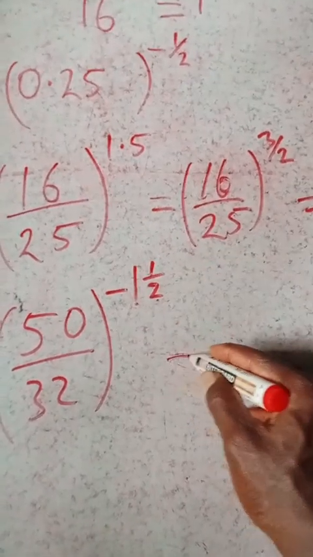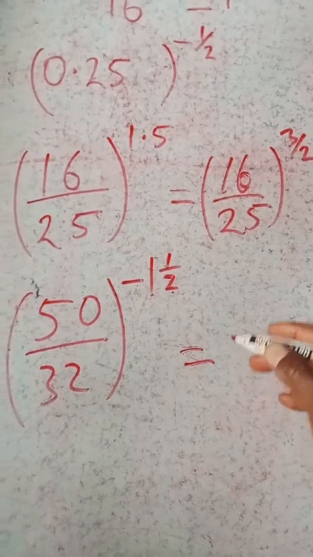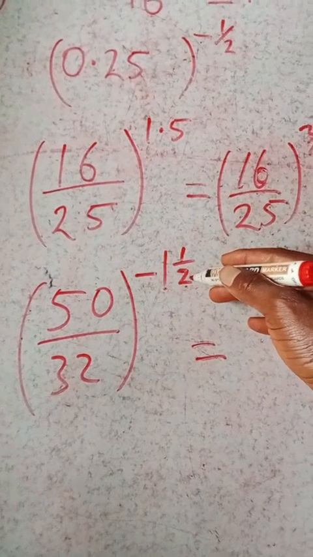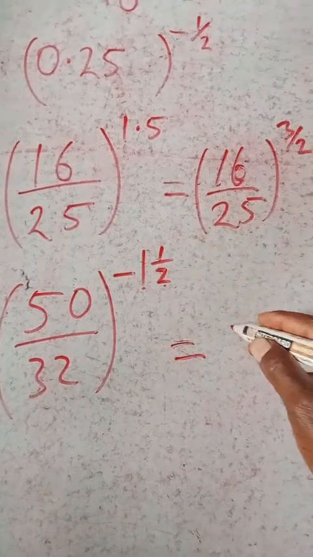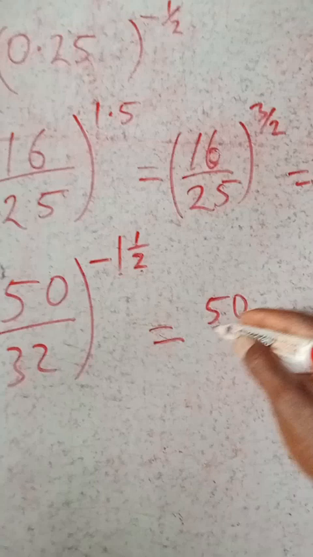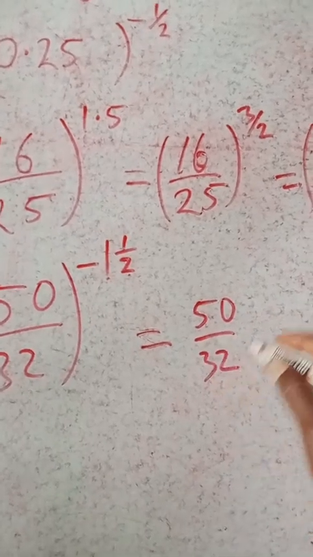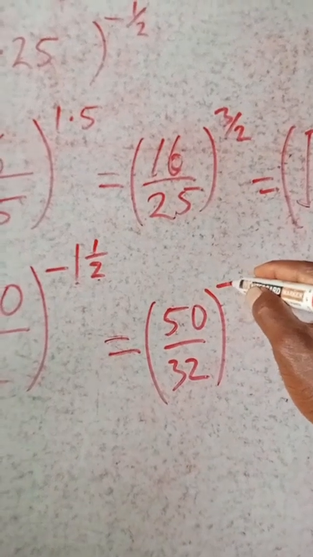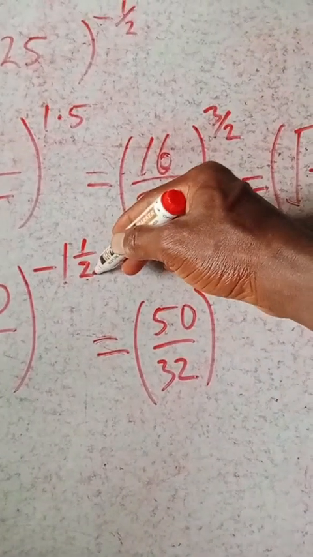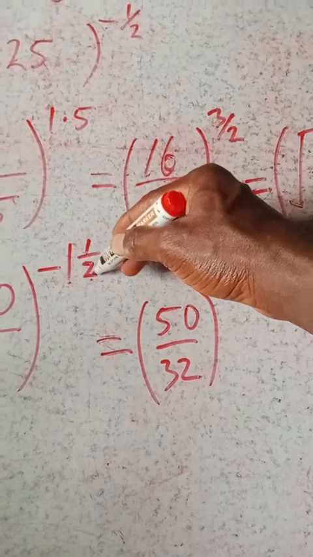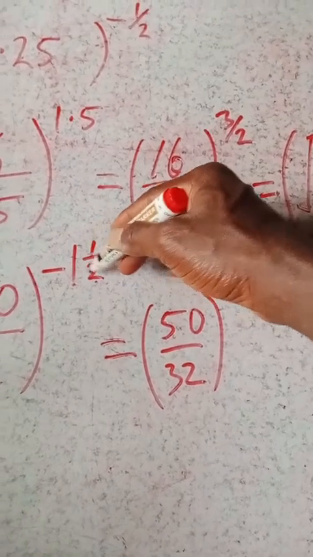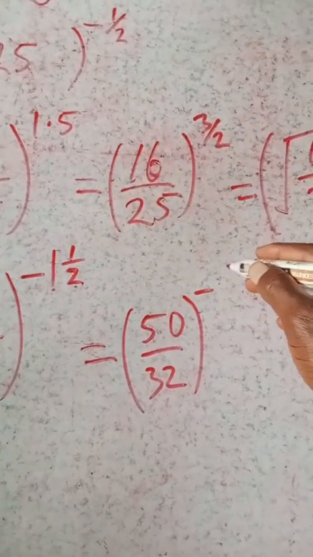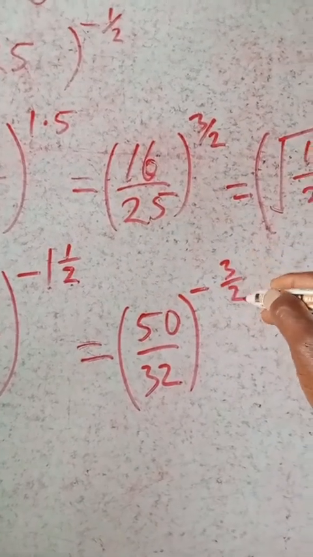So, the first thing you do is to convert this mixed fraction to an improper fraction. All right, so we'll have 50 over 32, raised to power minus, how to convert from mixed fraction to improper fraction is the denominator times the whole number. 2 times 1 is 2 plus the numerator 3. So you have 3 over 2.